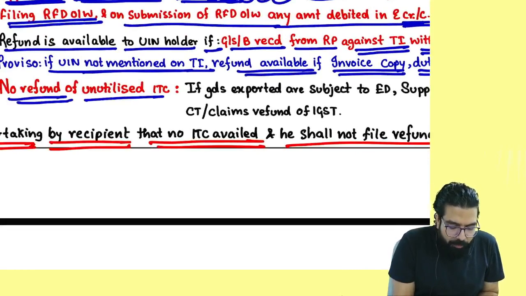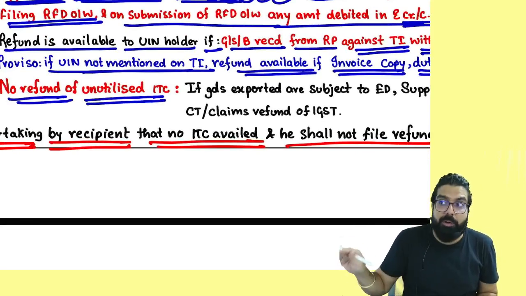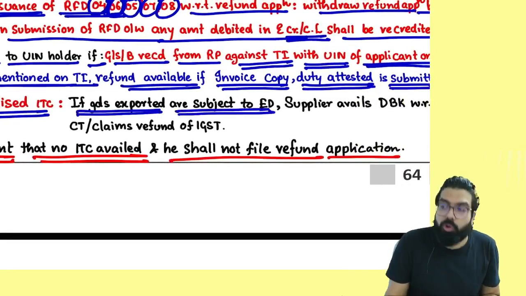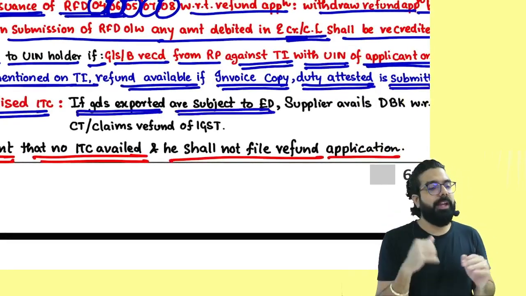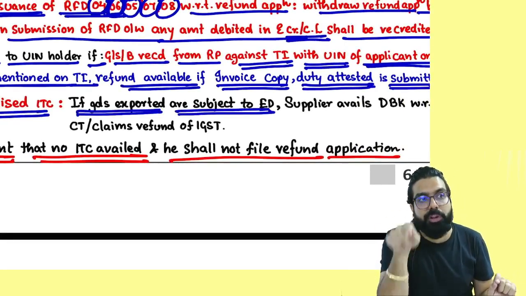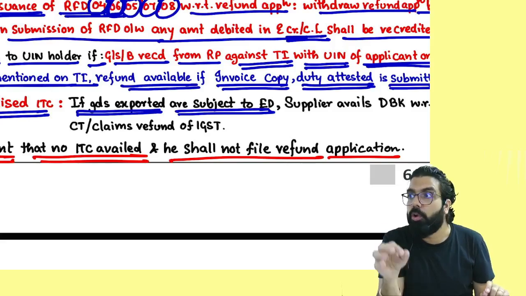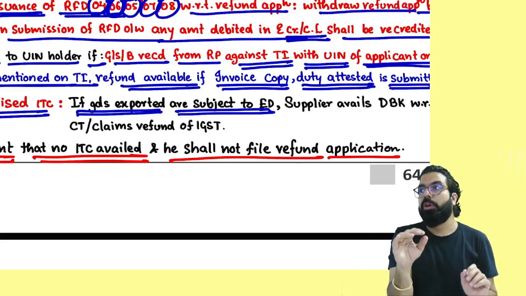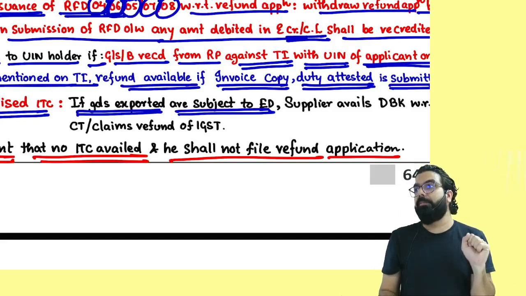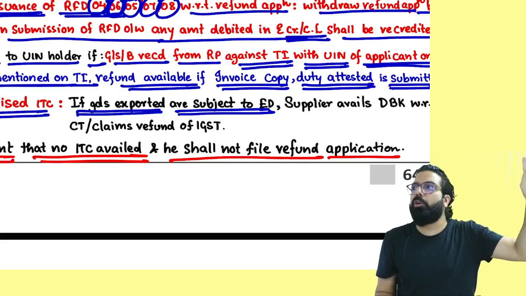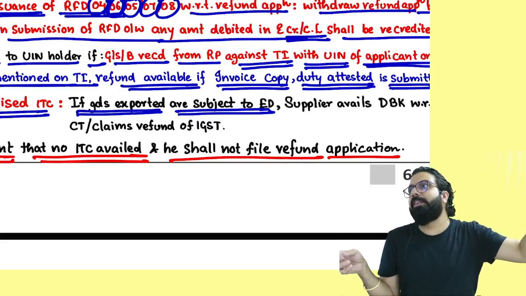No refund of unutilized ITC. ITC refund will not be given when? If goods are exported and are subject to export duty. Tell me one thing, when are goods subject to export duty? Government charges export duty on only those goods which the government does not encourage. One place the government is charging export duty because it does not encourage, and other places ITC.